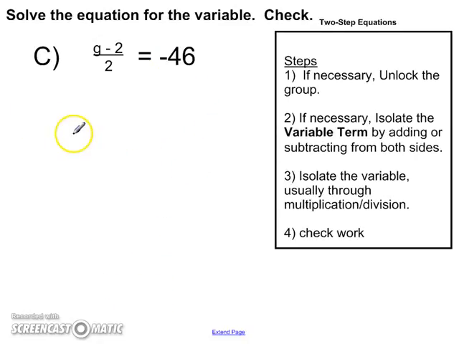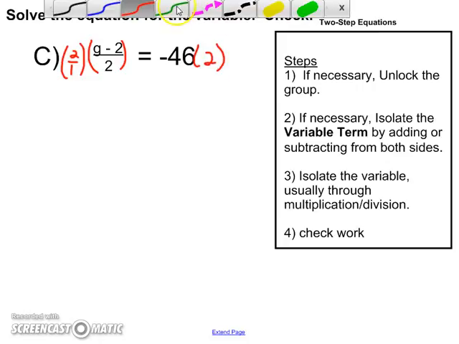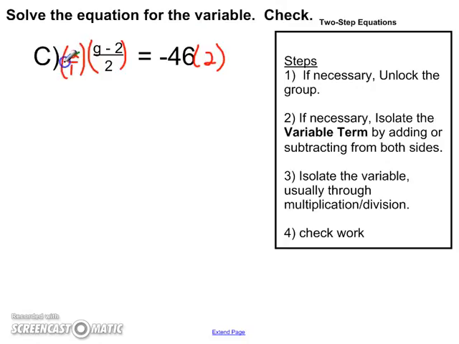All right. Unlock the group. I do have a group now. G minus 2 is being divided by 2. So how do I undo this divide by 2 so that I can then go to the G minus 2? Well, I'm going to multiply both sides by 2. I'm going to use the fraction version because this is a complex fraction, but it's still a fraction. So now on the right-hand side, I don't have to use the fraction version because it's not multiplied by a fraction. So let me go ahead, cross-simplify.